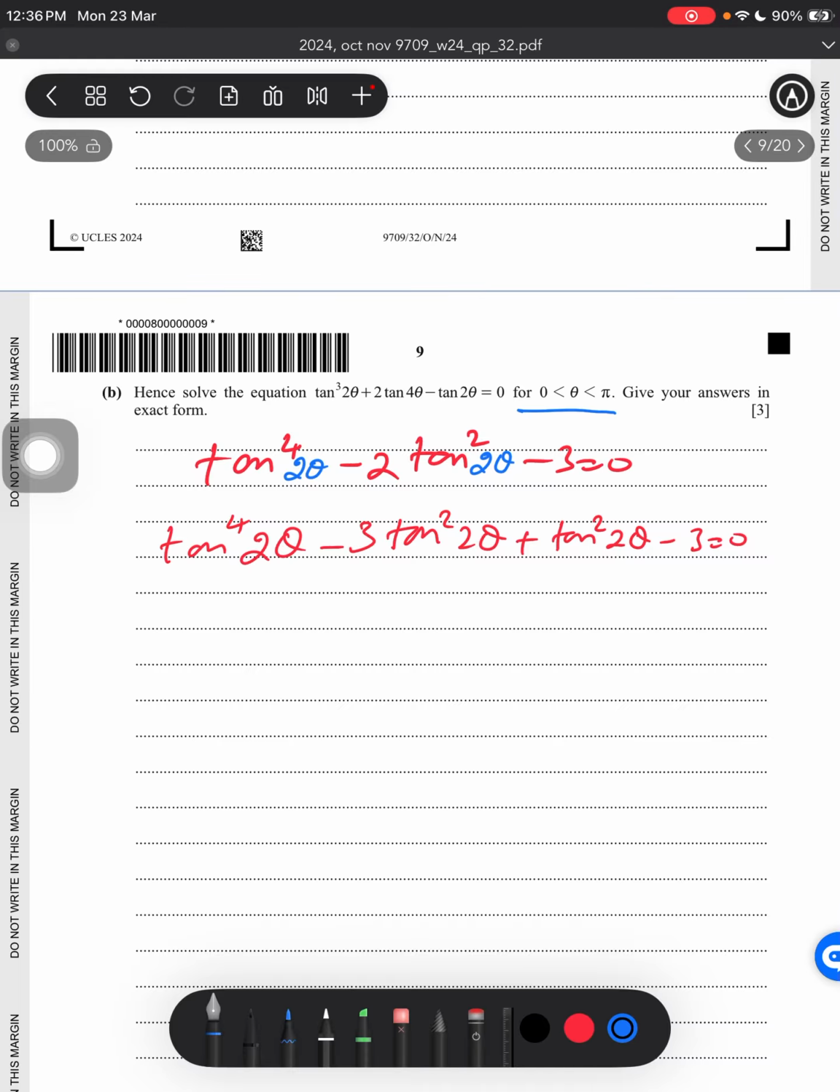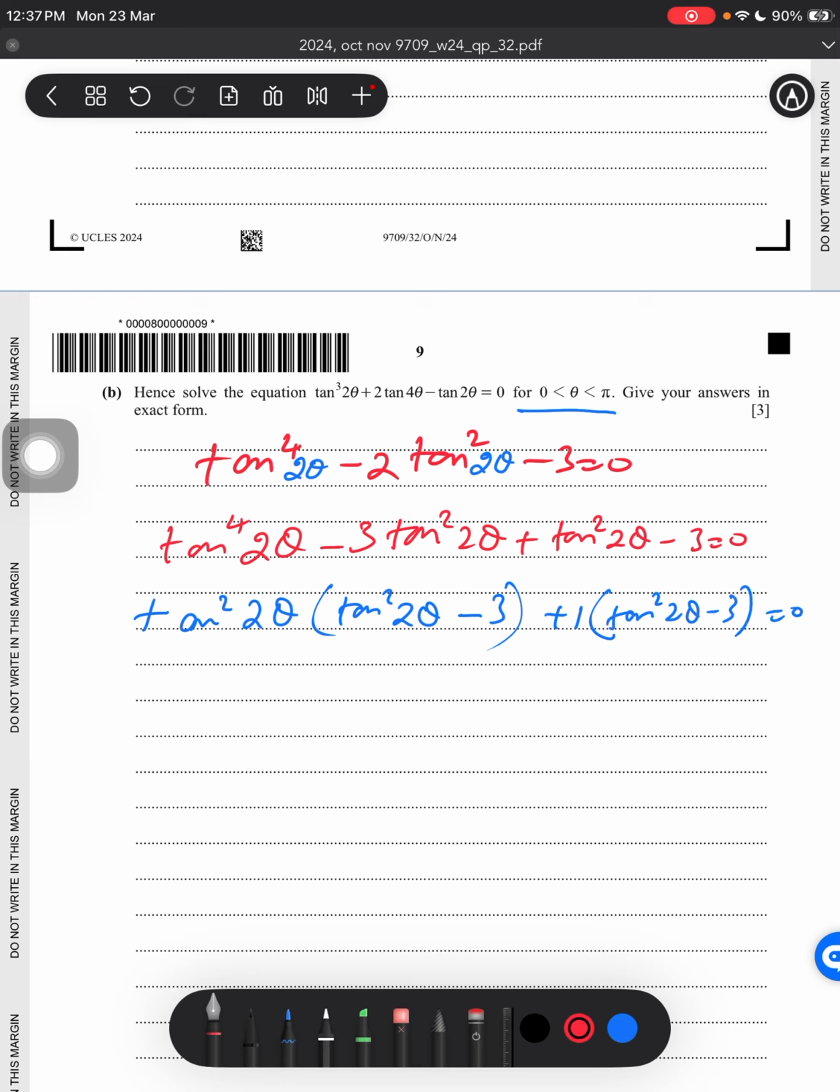now you can take common tan square of 2 theta, and you'll have only tan square of 2 theta here, and you can have just 3. Over here you can take 1 as common, so you'll be left with tan square of 2 theta minus 3, and the final equation would be tan square of 2 theta minus 3 times tan square 2 theta plus 1 equals to 0.